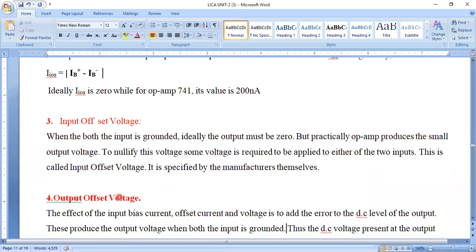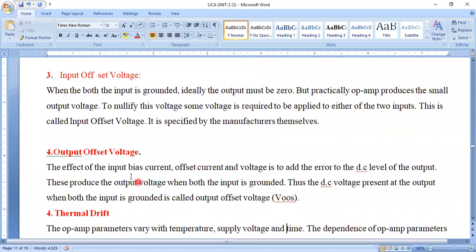Okay, so the next important characteristic is output offset voltage. This input offset voltage we can see in the pin diagram. At pin 1 and pin 5, we can clearly see the input offset null pins, where additional voltage is applied to nullify the offset voltage. That means to nullify the offset components, we apply input offset voltages. Coming to the next one, output offset voltage.